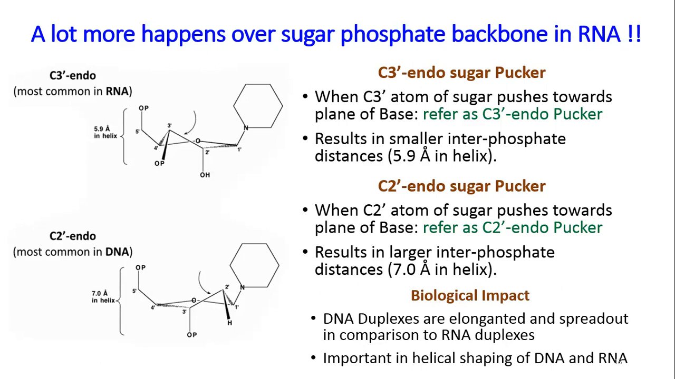Okay, so when we say that these DNA duplexes are elongated, that means, for example, if there are 10 bases or 10 nucleotides in DNA, they would require much more space as compared to 10 bases present in your RNA molecule. Your RNA molecule will stack those 10 bases in a smaller space as compared to your DNA molecule, which would require longer space. Why? Because the DNA molecule is elongated and spread out as compared to the RNA molecule.